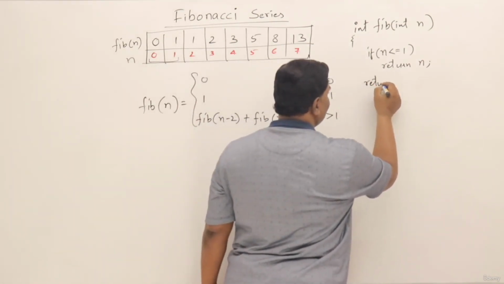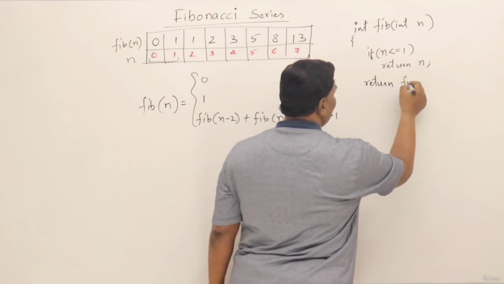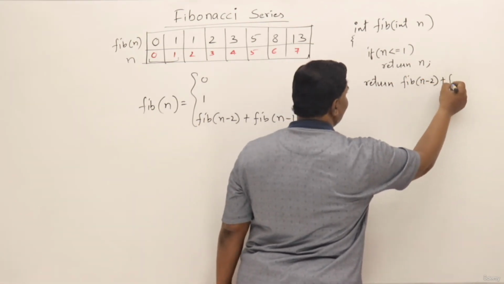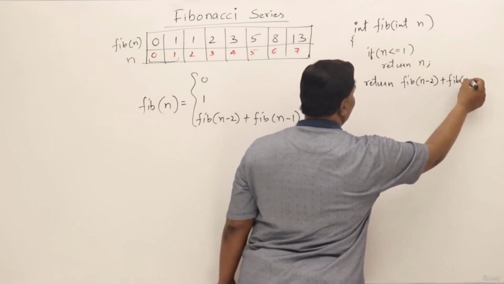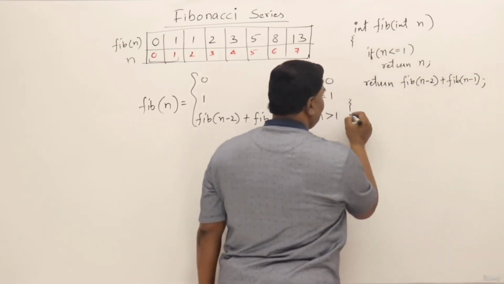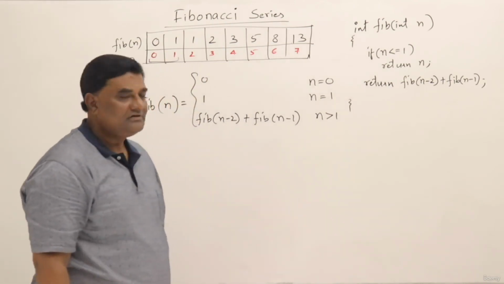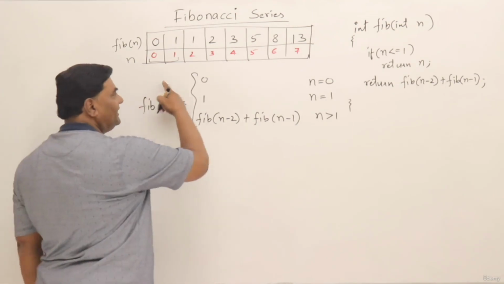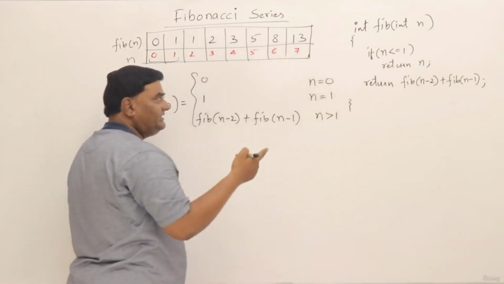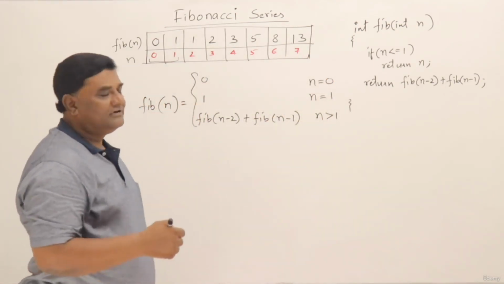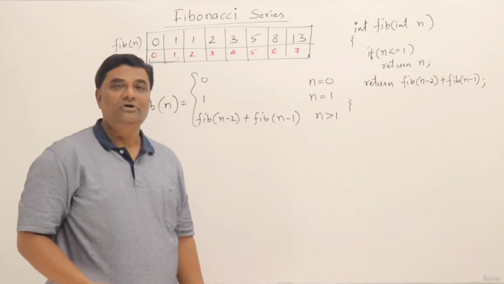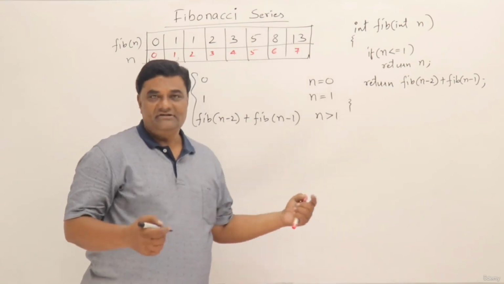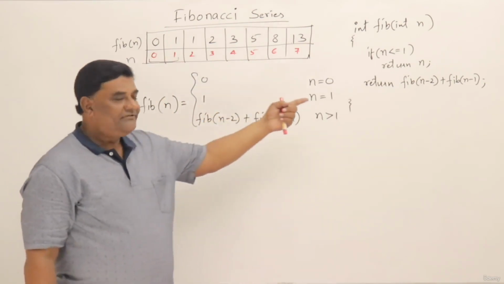Otherwise, return fib of n minus 2 plus fib of n minus 1. This is a recursive definition. That's all. If you want to find any term, like the 7th term or 10th term, you call fib of 10, you get the 10th term of Fibonacci series. Call fib of 7, you get the 7th term. We'll come back to that function afterwards.